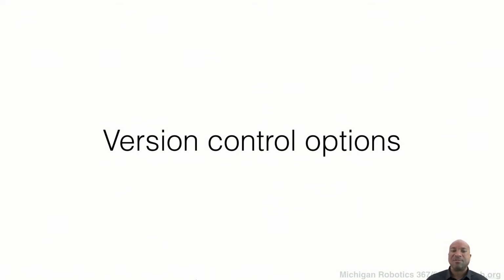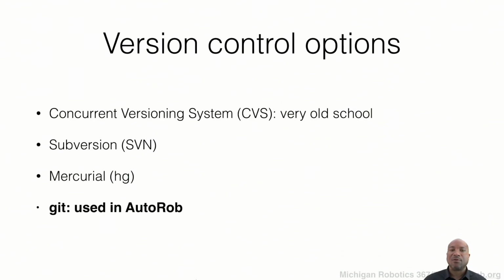There are a number of options that you could use for version control. One is the Concurrent Versioning System, which is very old school. That is what I used in graduate school. So I still have to mention it because it still has a special place in my heart. And Subversion and Mercurial were out there. They still may be used, but I don't know if they're being used anymore. And Git really is the dominant version control option that we use in AutoRob, but is in widespread use right now.